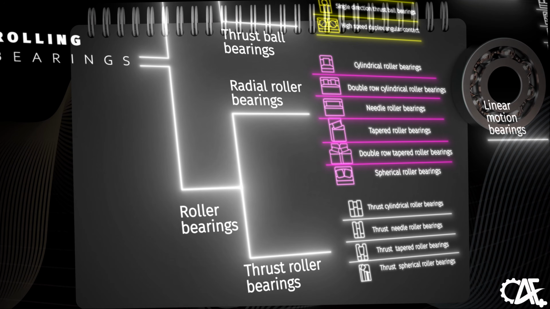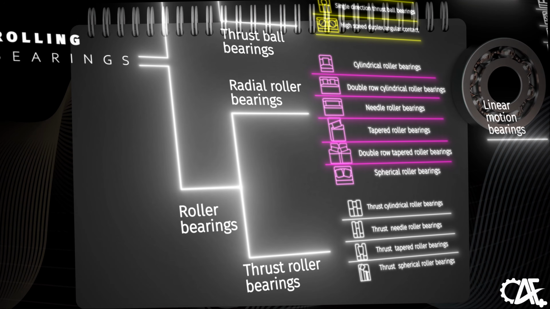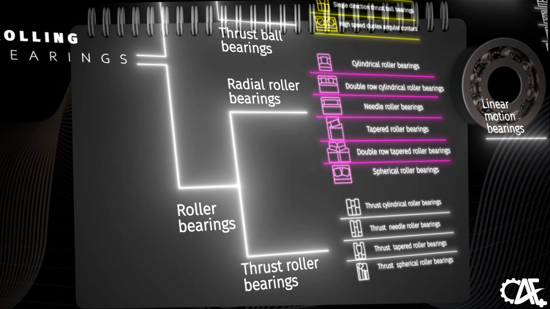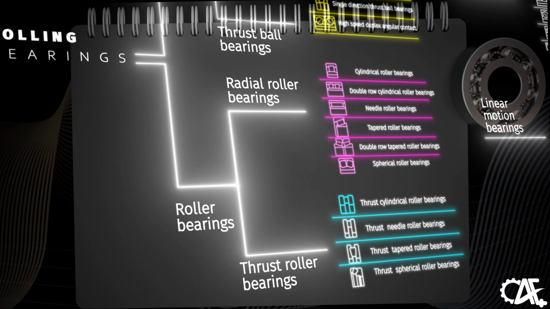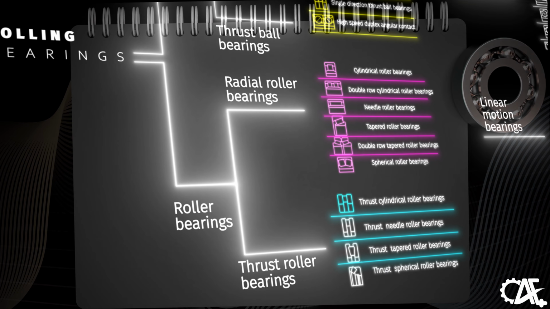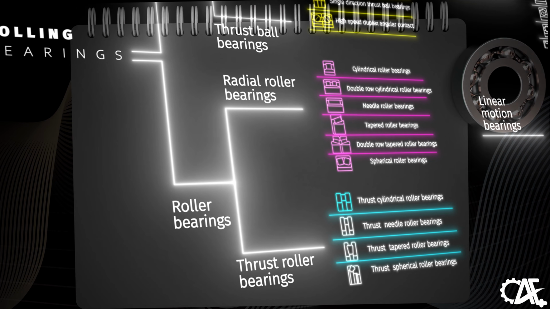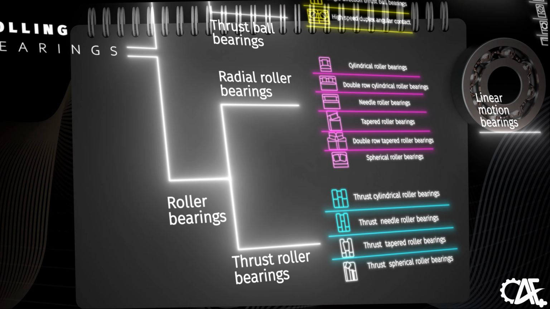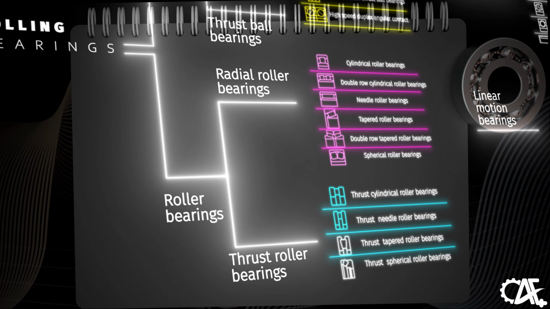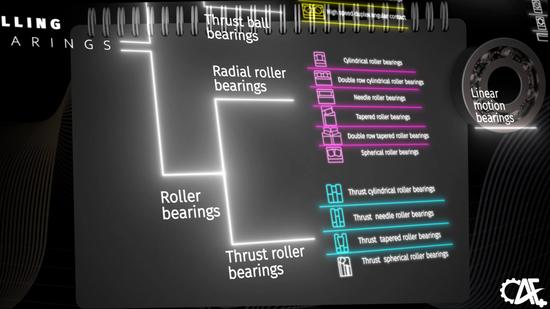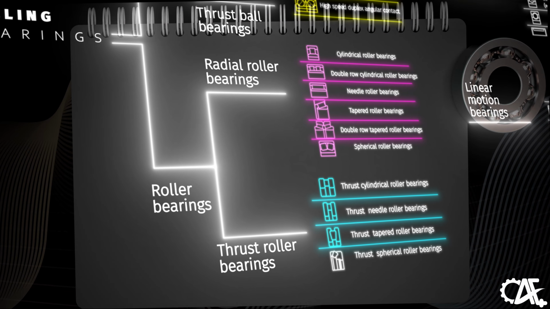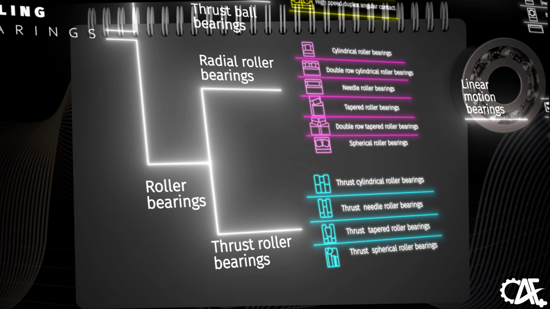The spherical roller bearing with its barrel-shaped rollers is distinctively designed to manage heavy radial loads and is also tolerant of misalignment. Switching our focus to thrust roller bearings, the thrust cylindrical roller is a standout for handling high axial loads in one direction. Thrust needle roller bearings, with their compactness, offer high load capacity in confined spaces. Thrust tapered roller bearings support large axial loads and are resilient against shock loads.